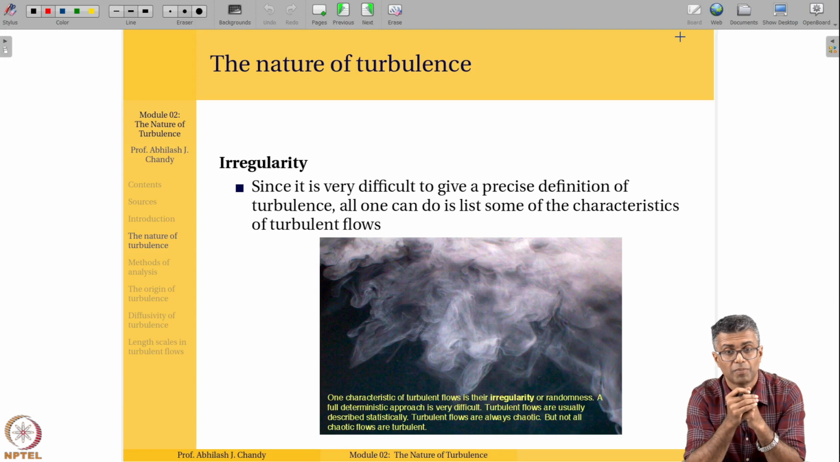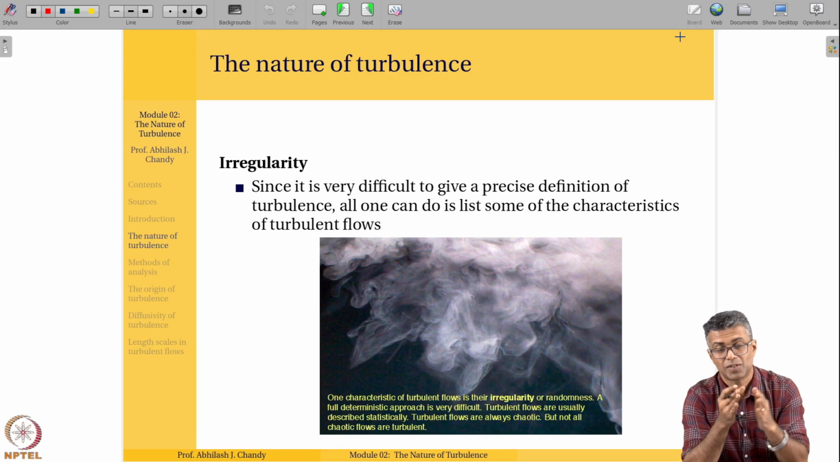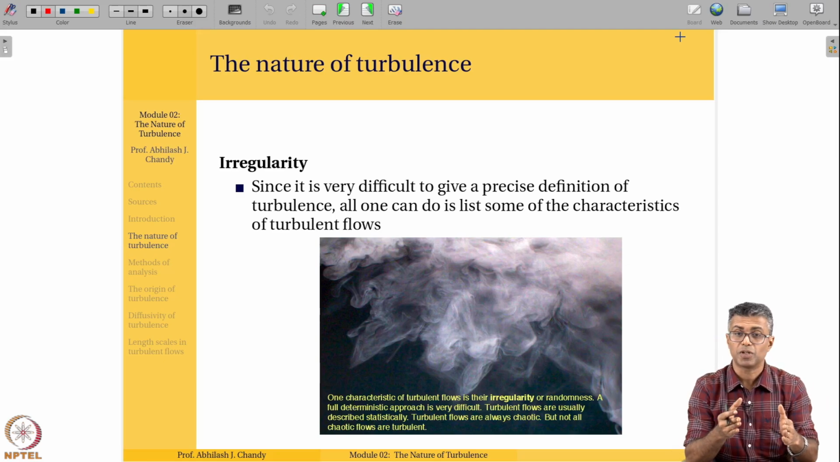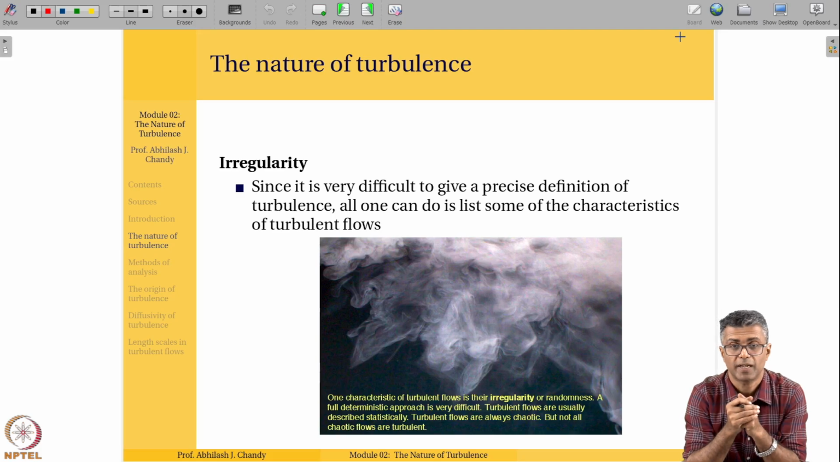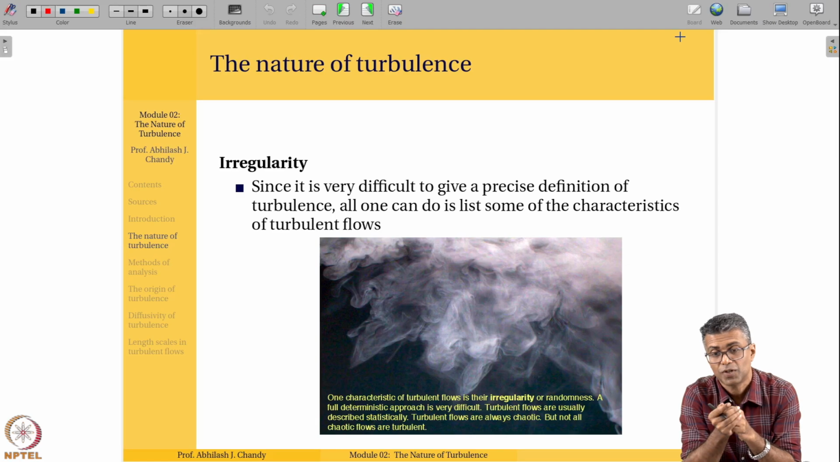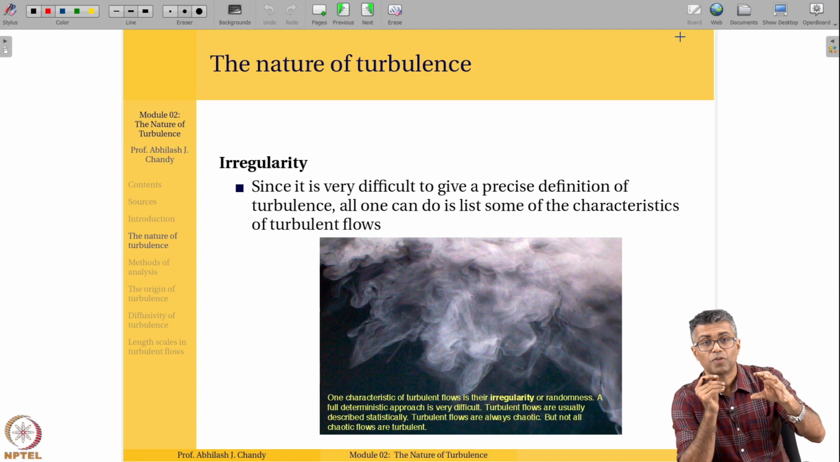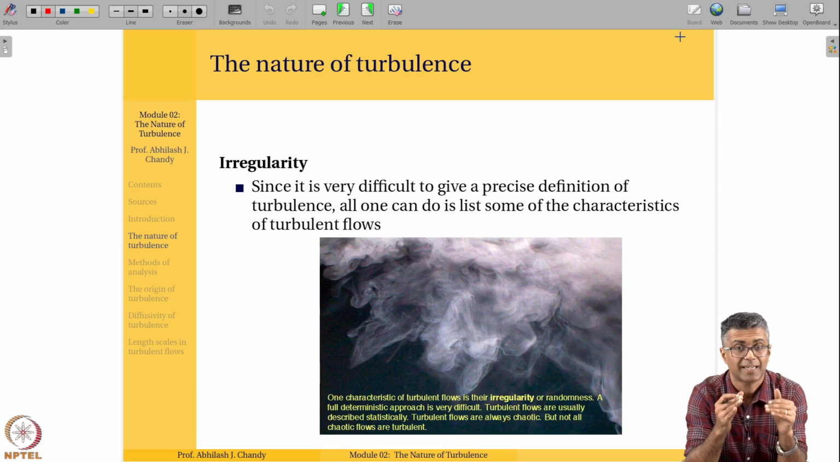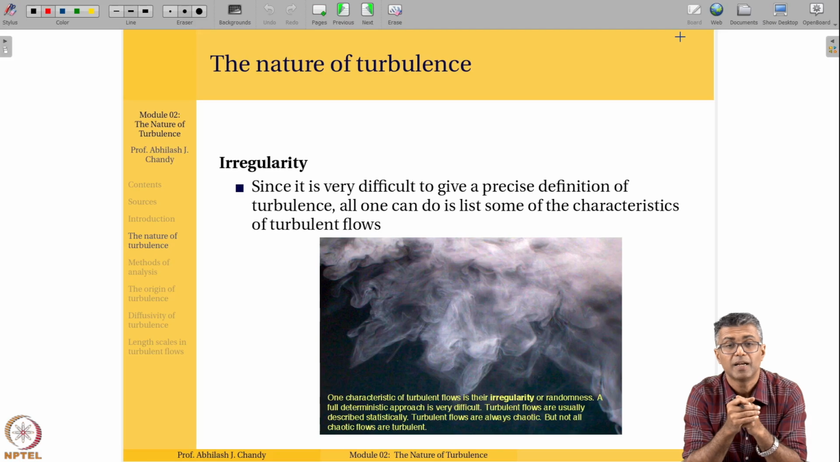According to Tennekes and Lumley, and there are some contradictions here because the book was actually written in the 1970s, the understanding and description of turbulence has evolved over the last few decades. So this description has changed slightly, and we talk about this. A fully deterministic approach is very difficult, and turbulent flows are usually described statistically, according to Tennekes and Lumley. The prevailing view at the time they wrote the book was that turbulent flows are random.